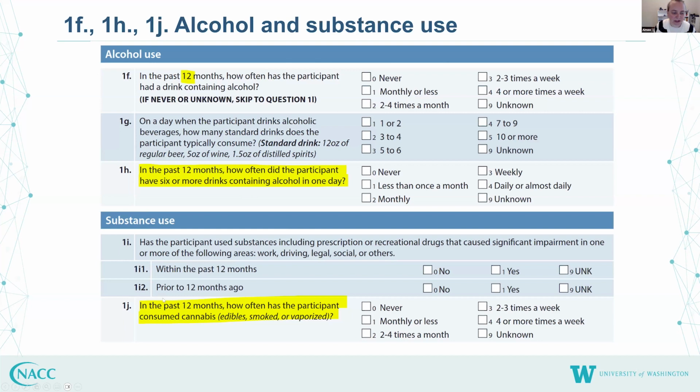In the substance use question, a question was added, 1J, which specifically gets at any use of cannabis or marijuana. That's in the past 12 months, how often has the participant consumed cannabis, edibles, smoked, or vaporized? And this question does not get at cannabis use which causes significant impairment in one or more of the following areas of life. 1J specifically is asking about any use of cannabis and to quantify how often that is.